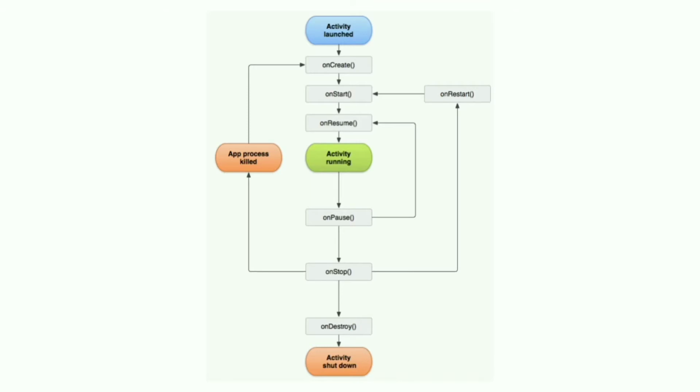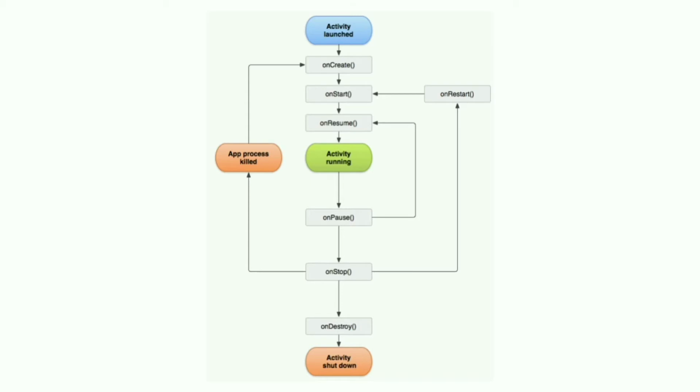Screen shows activity lifecycle states and callback methods. The colored ovals are major states the activity can be in. The square rectangles represent callback methods you can implement to perform operations when the activity moves between states.